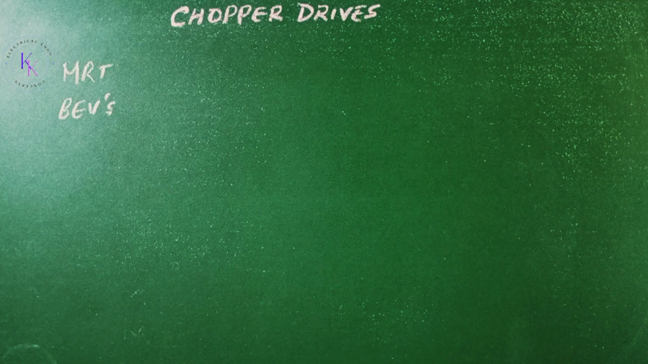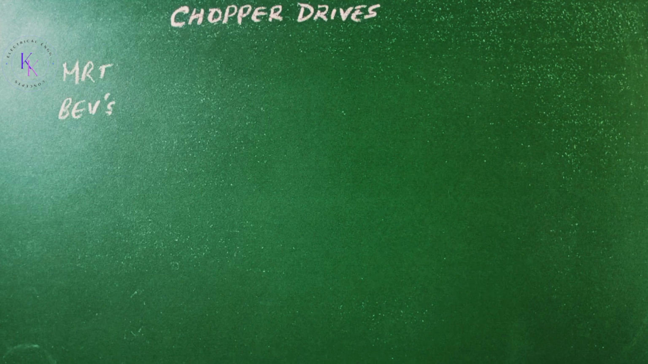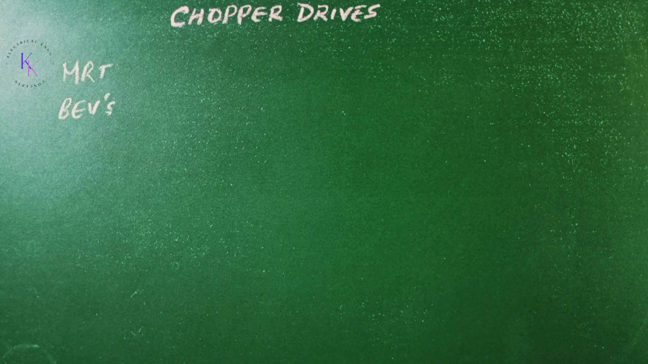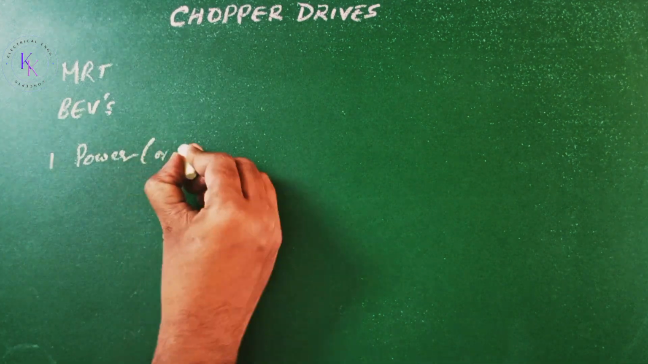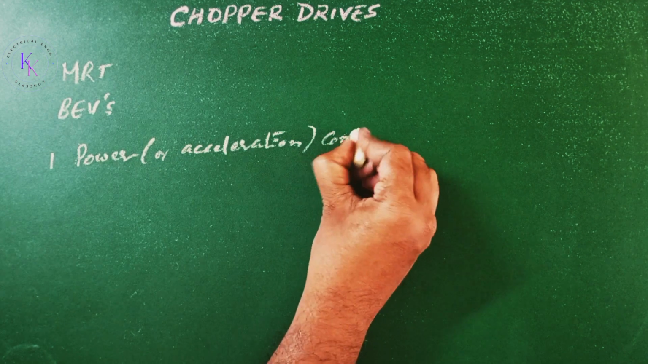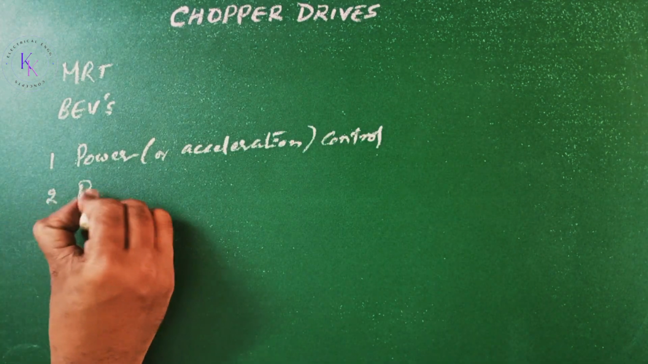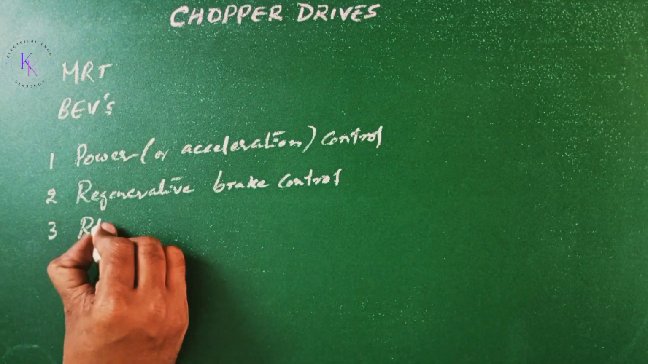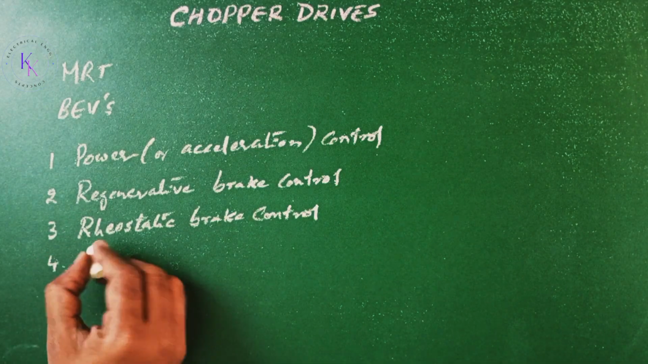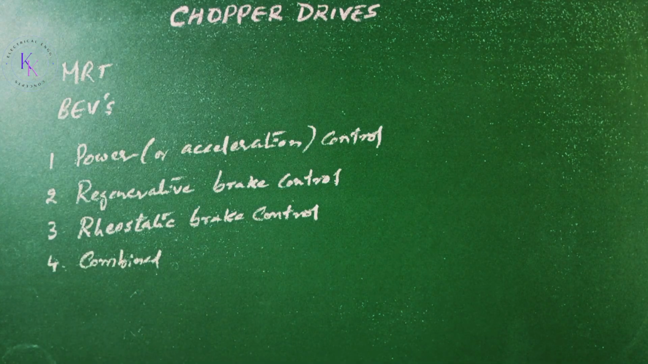If the supply is non-receptive during the regenerative braking, the line voltage would increase and the regenerative braking may not be possible. In this case, an alternative form of braking is necessary, such as rheostatic braking. The possible control modes of the DC chopper drive are: first, power or acceleration control; second, regenerative brake control; third, rheostatic brake control; and fourth, combined regenerative and rheostatic brake control.